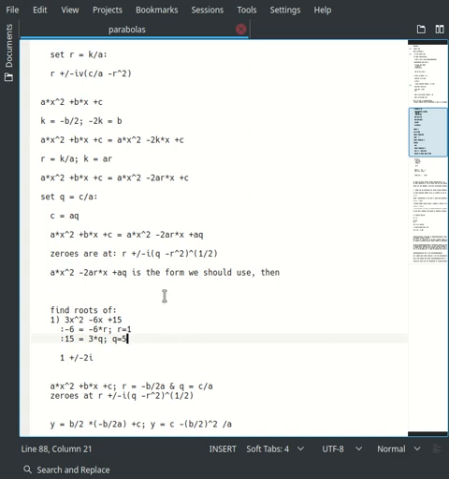Now, plug that all in. 5 minus 1, because 1 squared is 1, that gives you 4. We're going to take the square root of 4, that's 2. Okay, so now our roots are 1 plus or minus 2i. There you go.